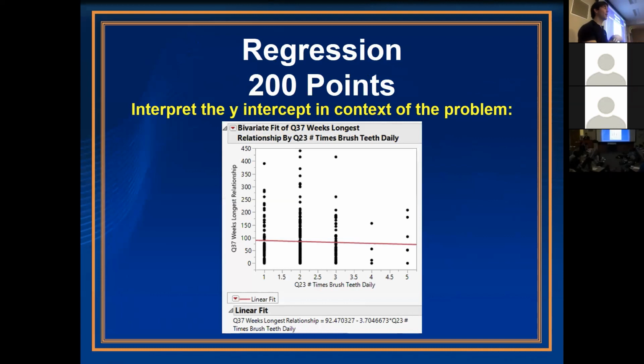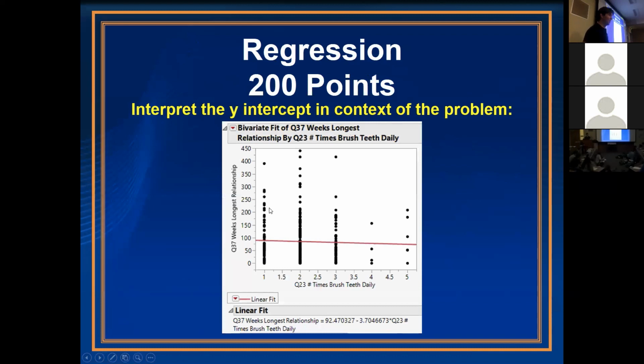.47 weeks, exactly. I would just throw the decimals on there. And that's what I would say in person, 92-ish weeks. I agree, I would throw that on there. So you're saying when somebody brushes their teeth 0 times a day, we expect their longest relationship to be 92.47 weeks. But look at the slope of the line. The slope is negative. Also, you see, we don't have any people who admit to brushing their teeth 0 times a day.